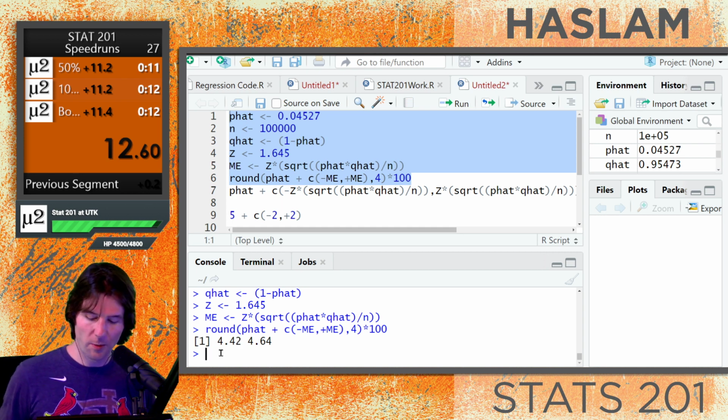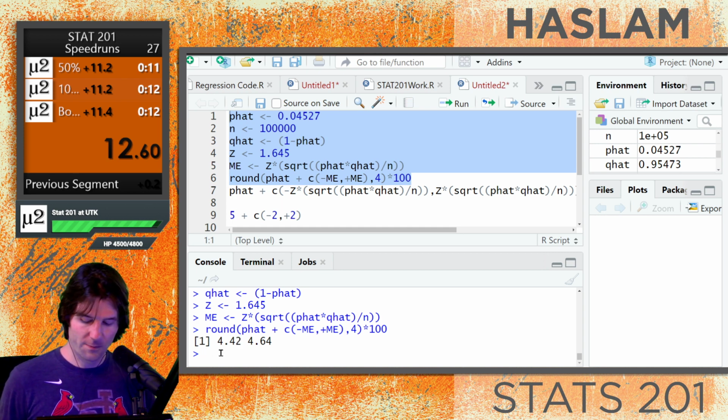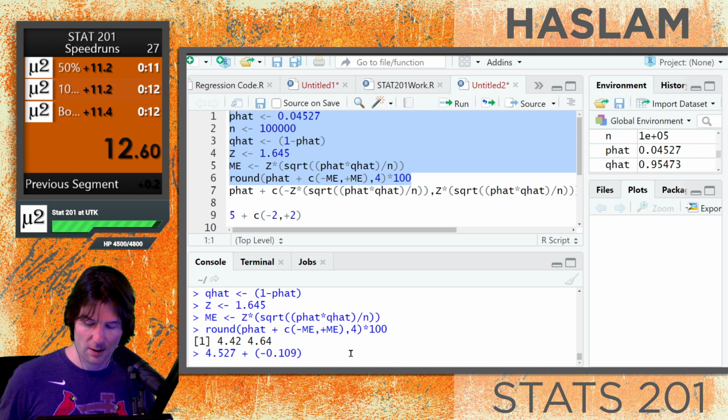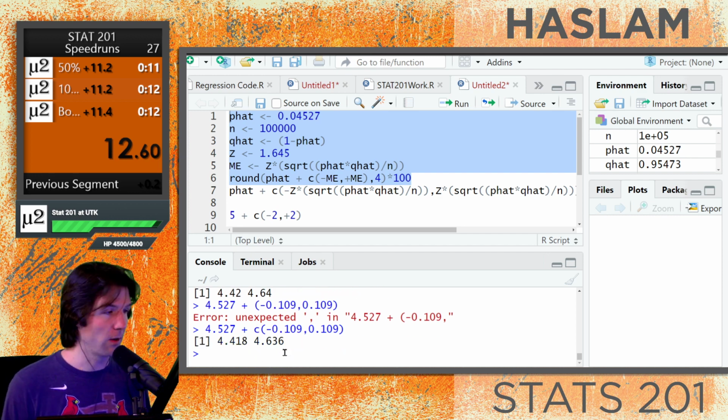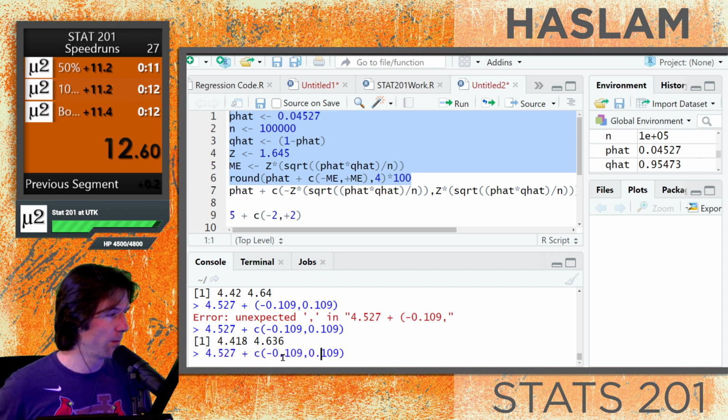So this interval could simply be written 4.527, and then we could go plus, well, we can see what them. Plus negative 0. What is it? Can't think. Oh, it's like so close to that. It's like that. And then 0.109. It's like, what? Oh, I didn't concatenate. I don't know how to code. Oh, it's not that. What am I doing? Oh, because it's like a decimal. It's like this, I believe.